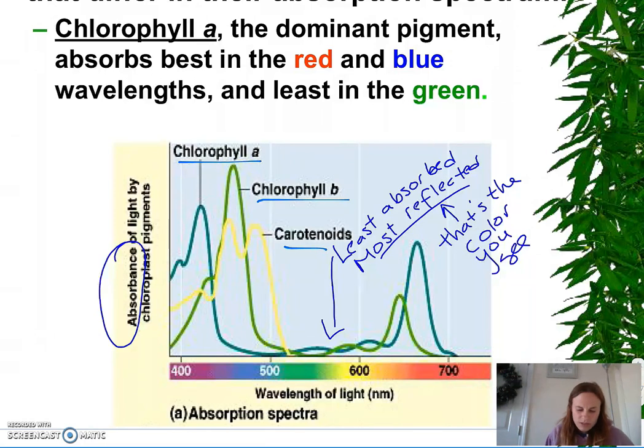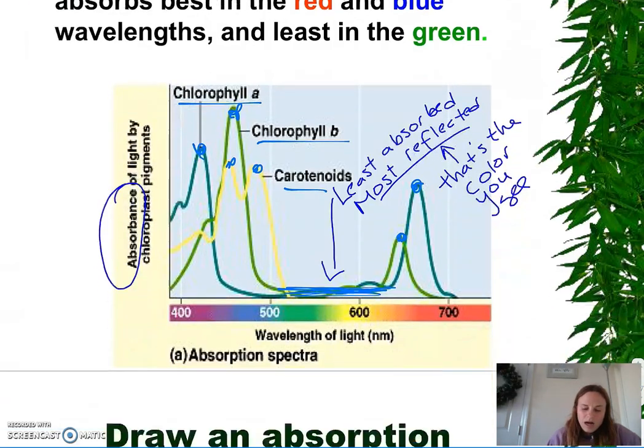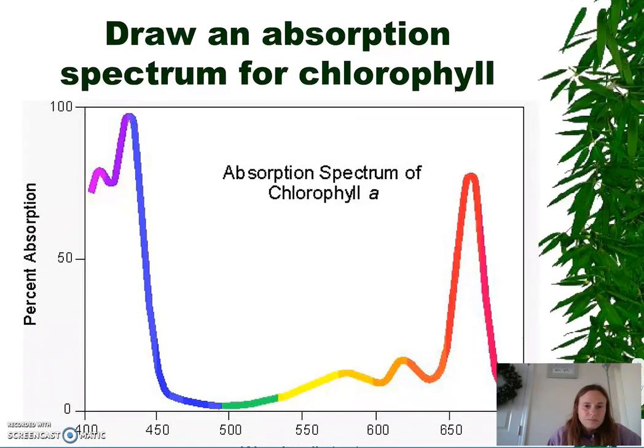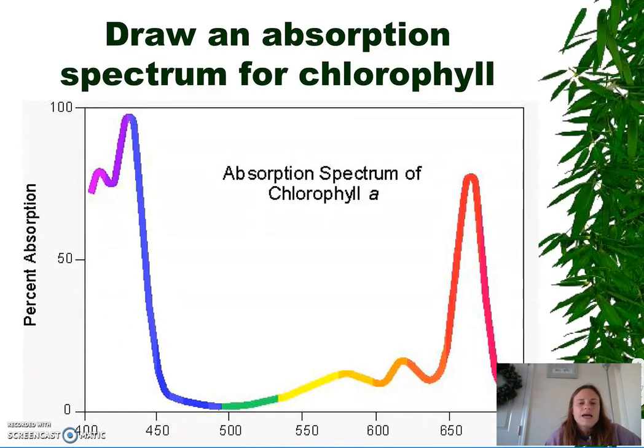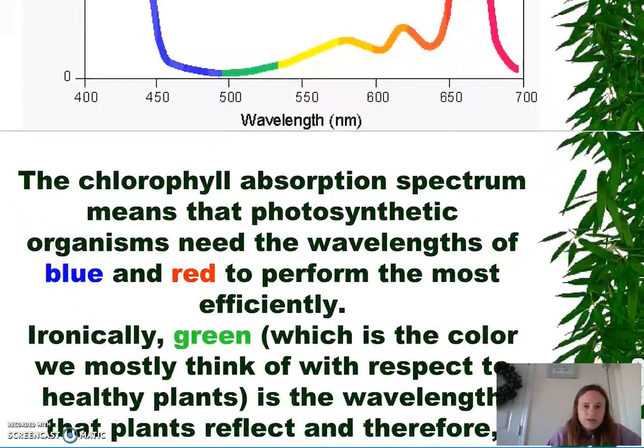So can you see that where the peaks exist is where the most amount of energy is going to be absorbed, whereas where the trough exists, where the low point exists, that's where the least amount of energy is going to be absorbed, meaning it's the most amount of energy that's reflected. Therefore, that's the color that you're going to see. On the IB exam, you might be asked to draw an absorption spectrum for chlorophyll. In this case, they're specific to chlorophyll A, so make sure you know how to do that.